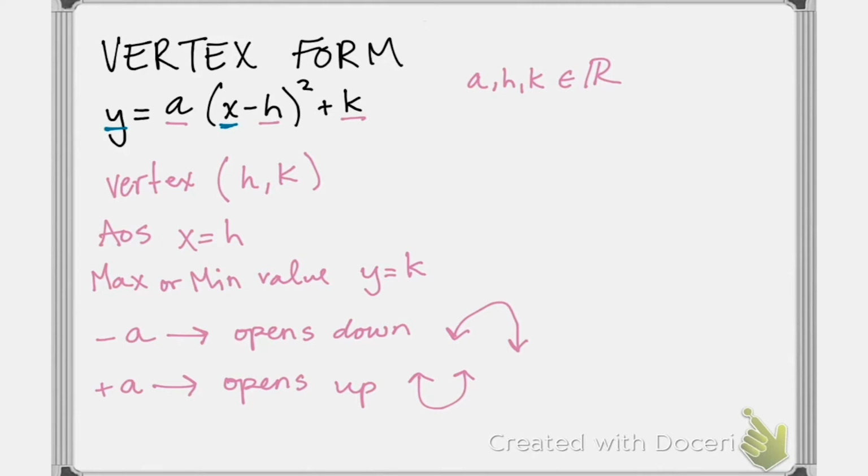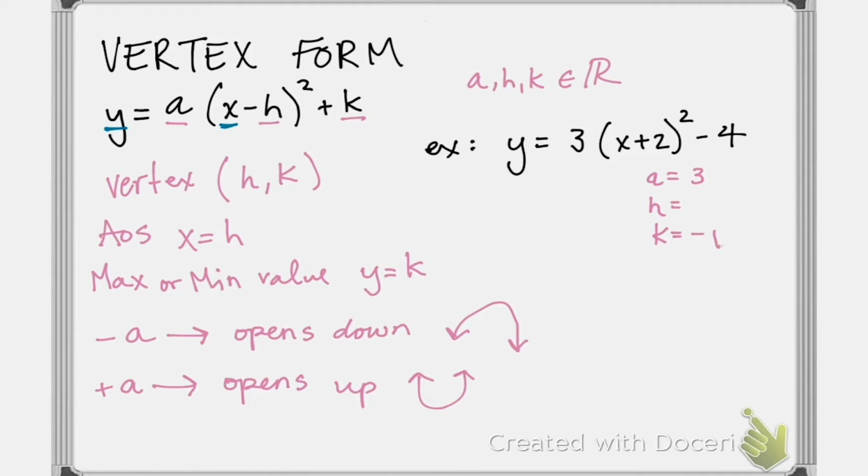So let's look at an example really quick. So let's say y is equal to 3 times (x plus 2) squared minus 4. So sometimes it might help you to figure out what a, h, and k are. So a is 3. h and k. K is pretty easy to recognize. It's on the outside, at the very, very end. It's negative 4. Okay, so whatever it says, if it says minus 4, we write negative 4. If it says plus 7, we write positive 7.